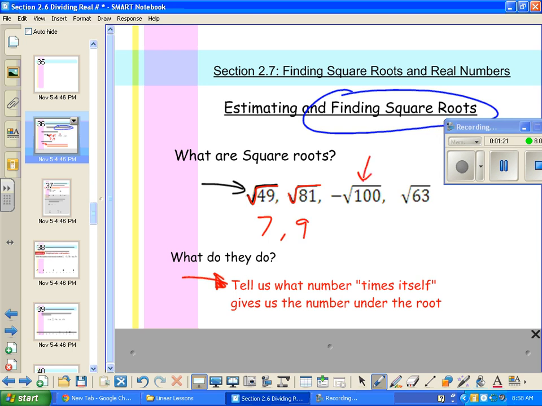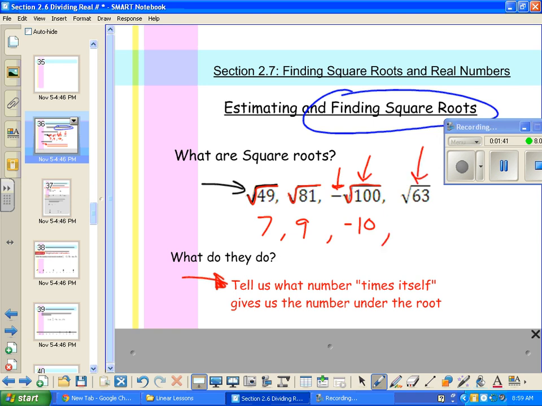A problem like this, still saying the same thing, but there's a negative out front here. And all that's telling us to do is take the square root of that number and then make the answer negative when we're done. So the square root of 100 is 10, but then the negative up front says make it negative when I find the answer, so negative 10.